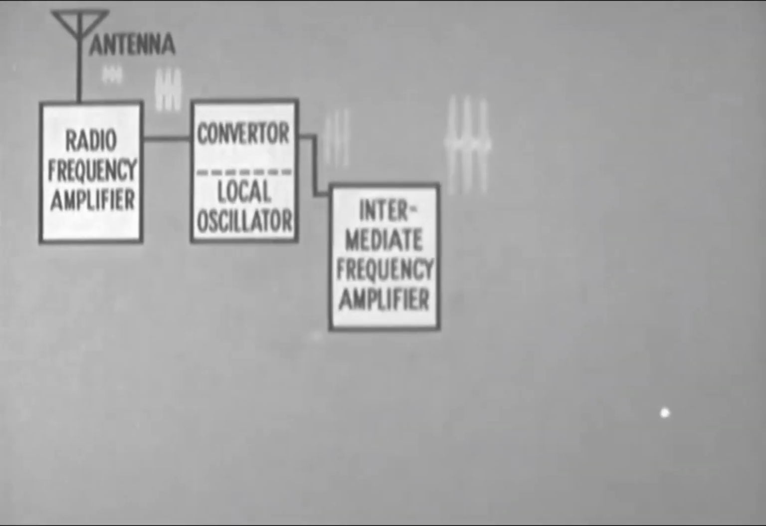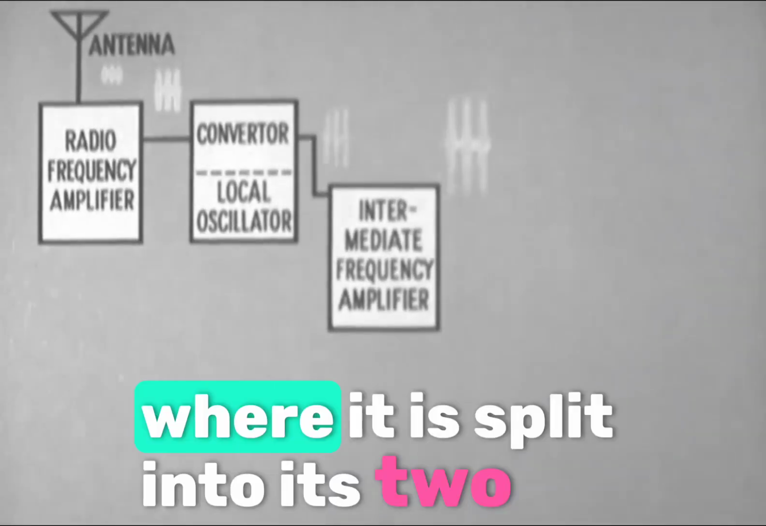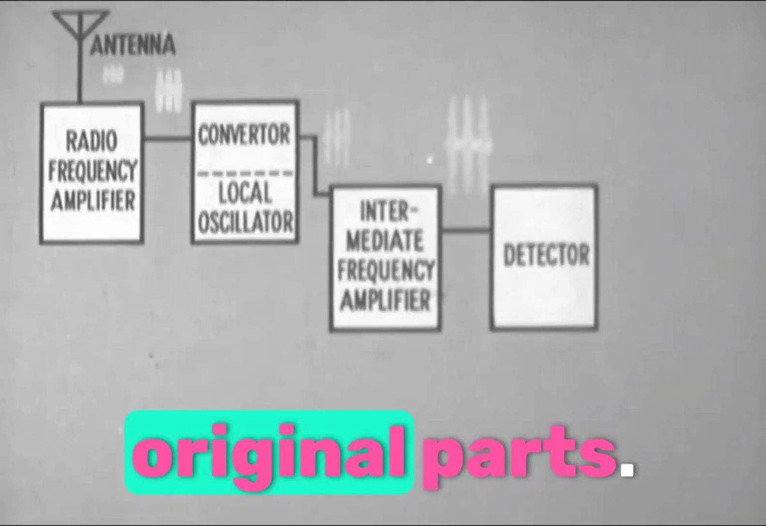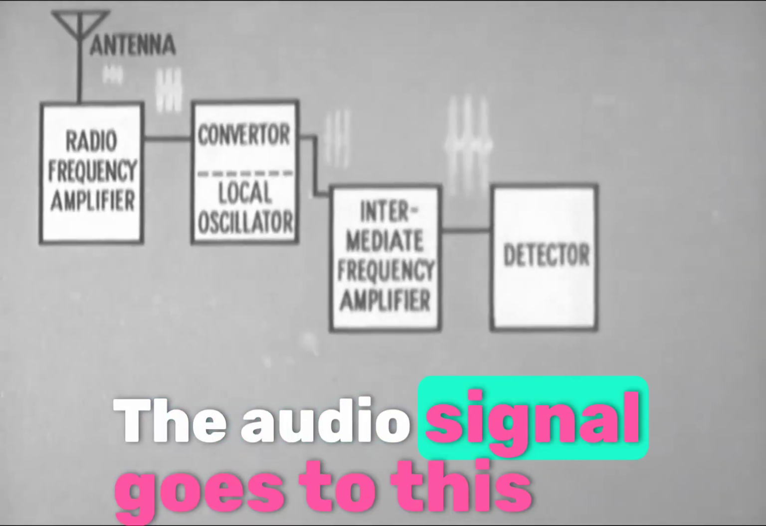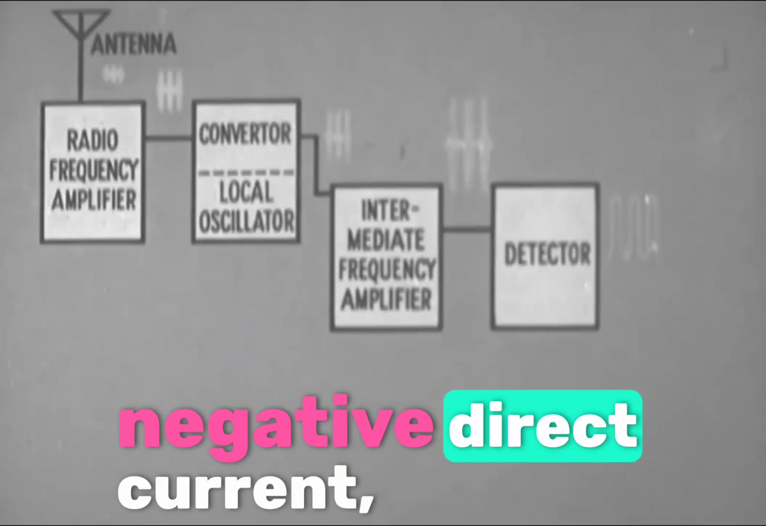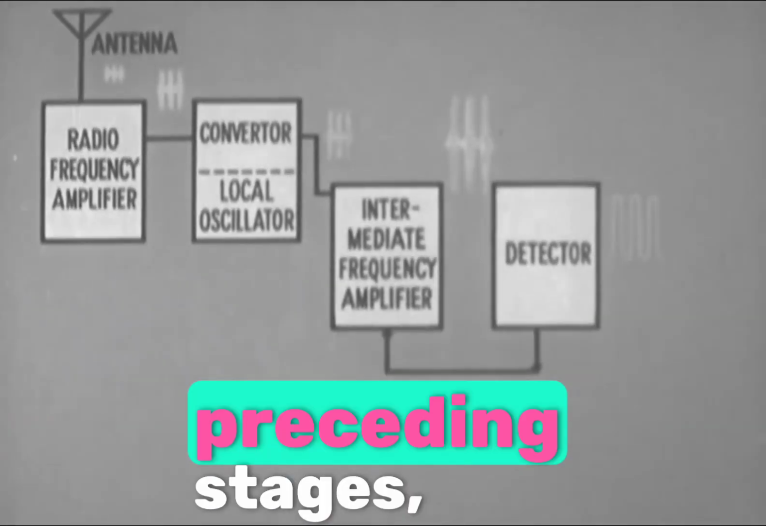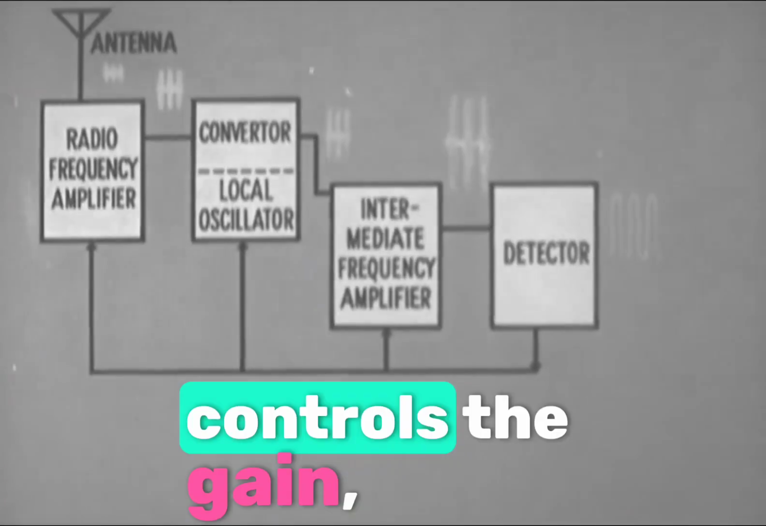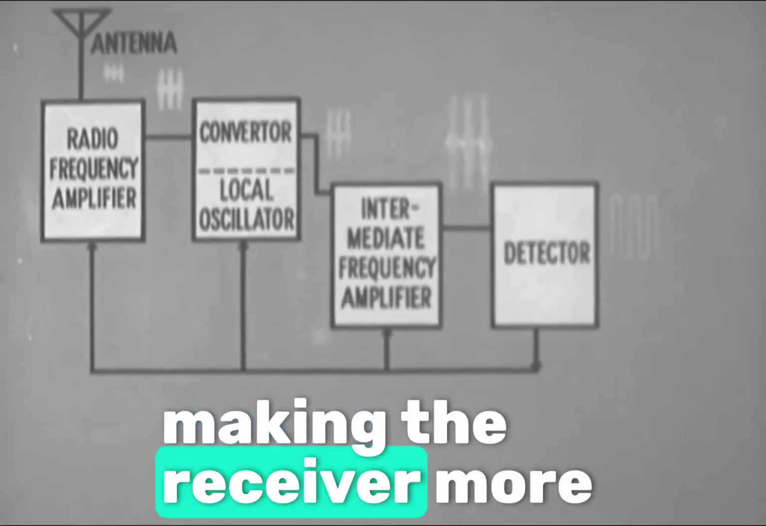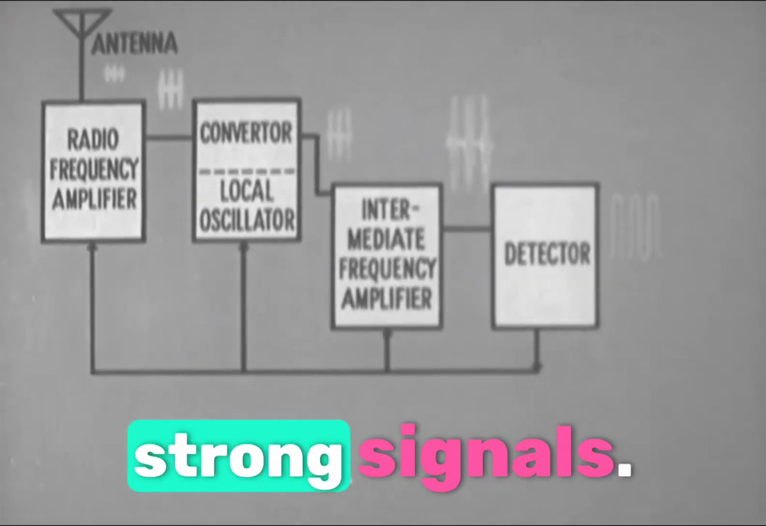The strong IF signal goes into the detector, where it is split into its two original parts. The audio signal goes to this output. The carrier is converted to negative direct current, filtered, and sent back to the three preceding stages, where it automatically controls the gain, making the receiver more sensitive on weak signals and less sensitive on strong signals.